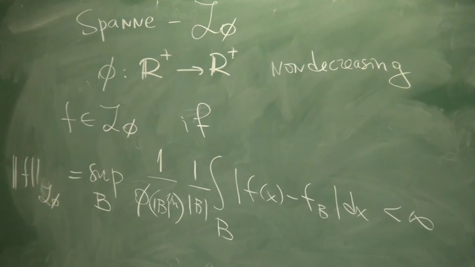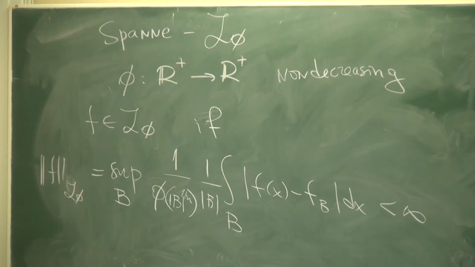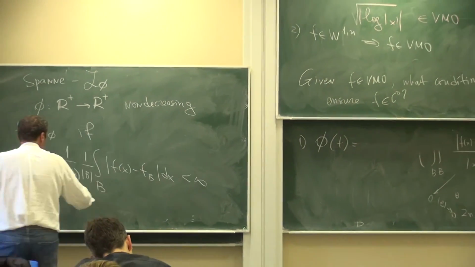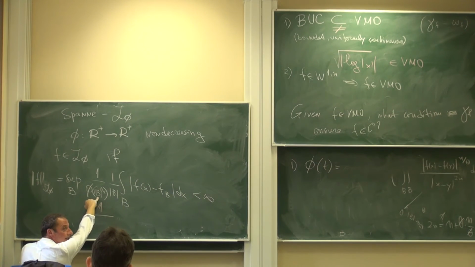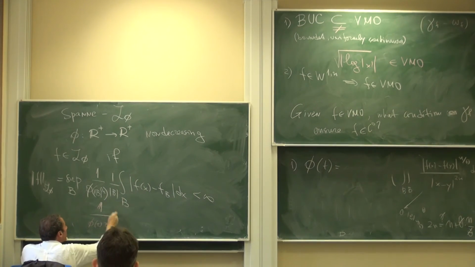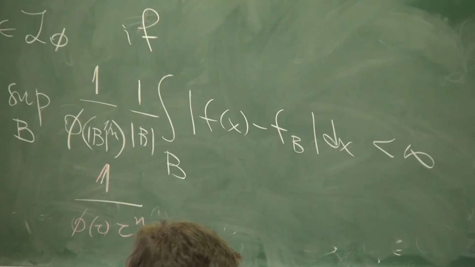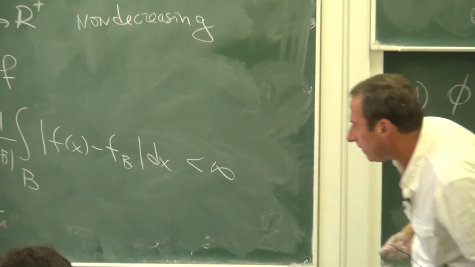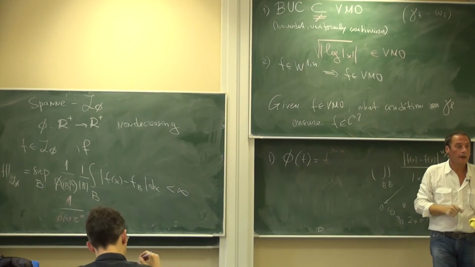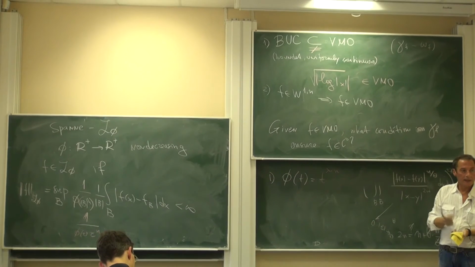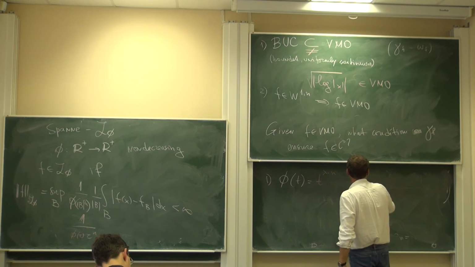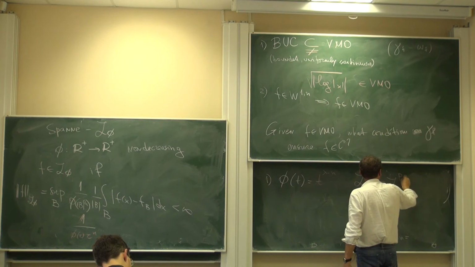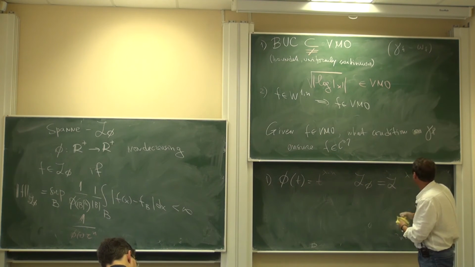Note that if you take, for example, the function phi, this quantity here is something like 1 over phi of the radius times the radius raised to n, since the measure of the ball is the radius raised to n. So in case your function phi of t is t raised to lambda minus n, you obtain exactly the Campanato seminorm. So in this case, L phi is exactly the Campanato space L1 lambda.